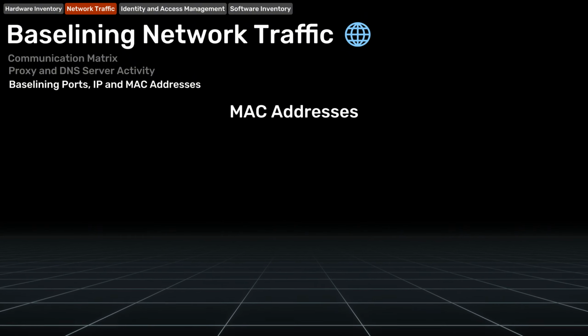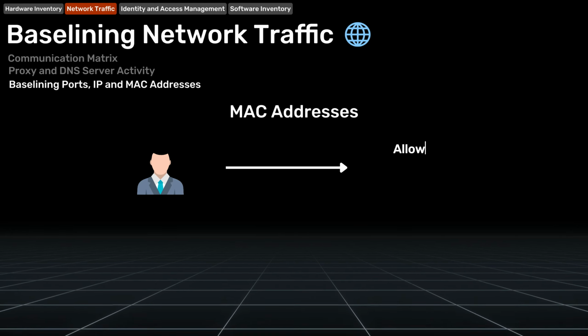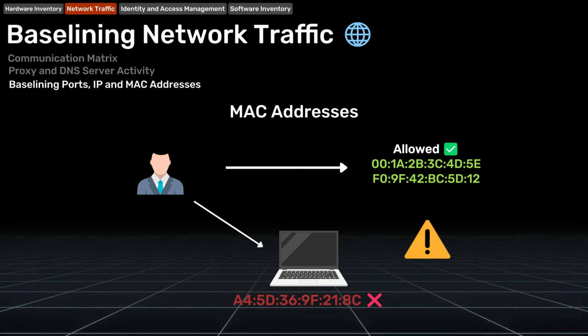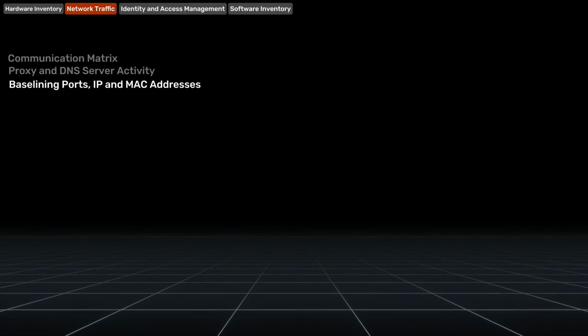MAC addresses can also be used in a similar manner. If the organization is using dynamic IP addresses, we can map certain users with certain MAC addresses and try to identify if a certain user logs into a machine that does not belong to them. This might help us identify certain cases of lateral movement.